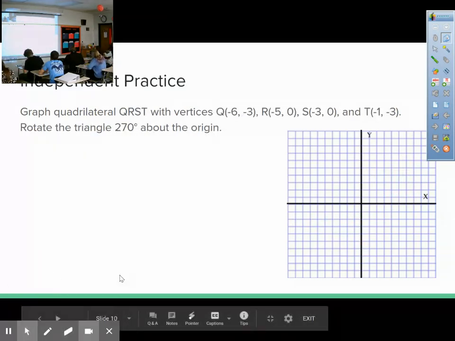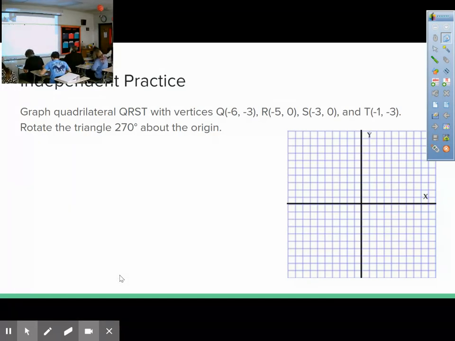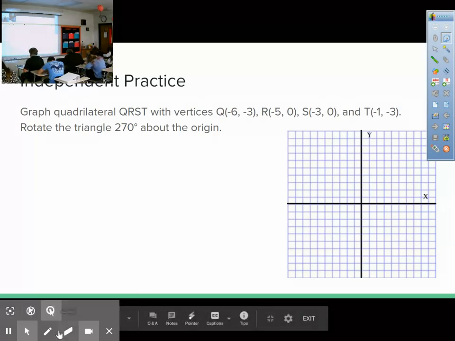Graph quadrilateral QRST with vertices Q(-6, -3), R(-5, 0), S(-3, 0), and T(-1, -3). Rotate the quadrilateral 270 degrees about the origin. 270 degrees.